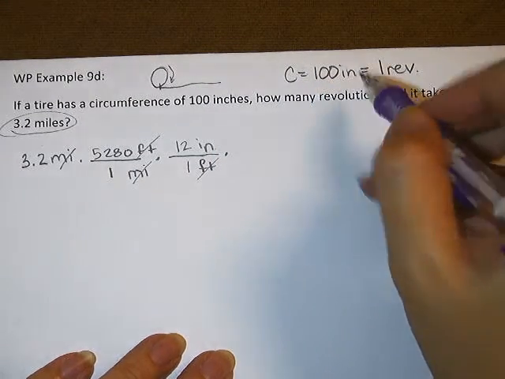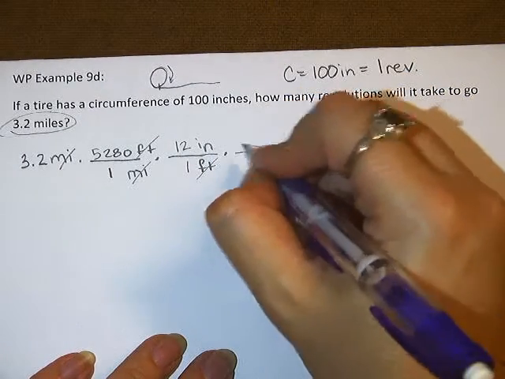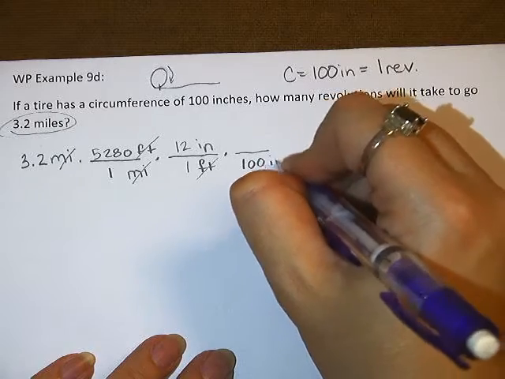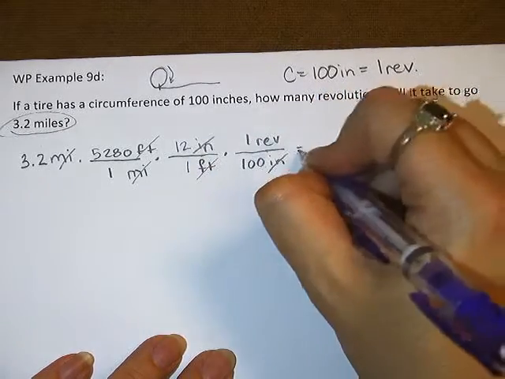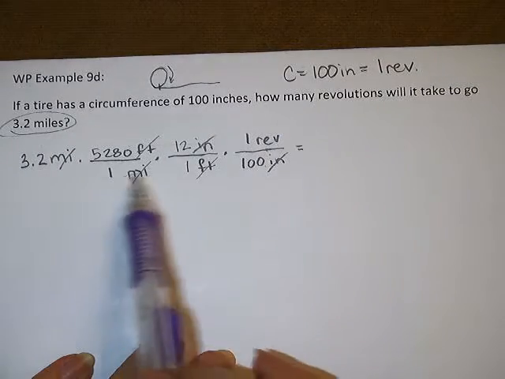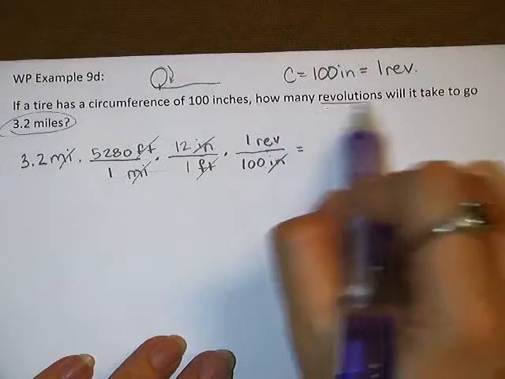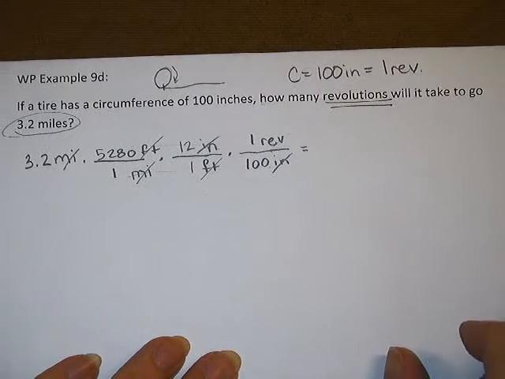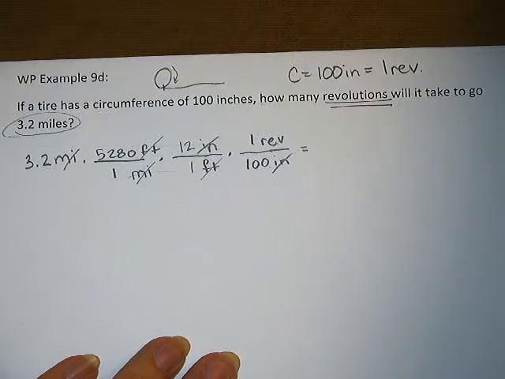100 inches equals 1 revolution. So that's going to be like my last fancy one. Inches was on top, so I need inches on bottom. 100 inches is 1 revolution. Inches and inches cancel, leaving me with just units of revolutions. It did ask me how many revolutions will it take, so that is awesome. That's the units that I wanted at the end. So now I just need to multiply straight across the top and straight across the bottom, like we always do.